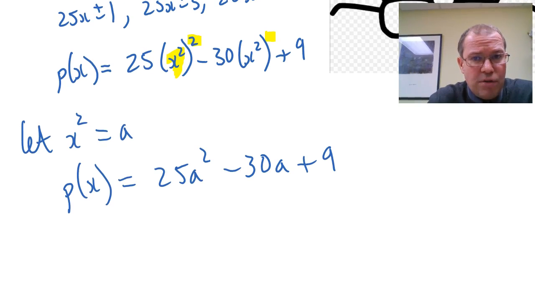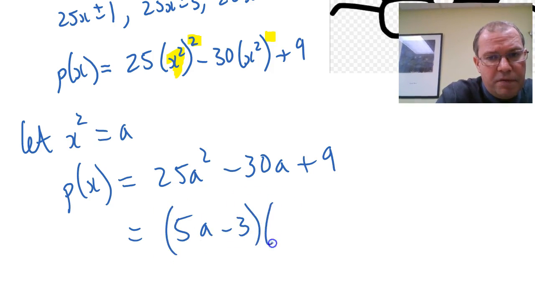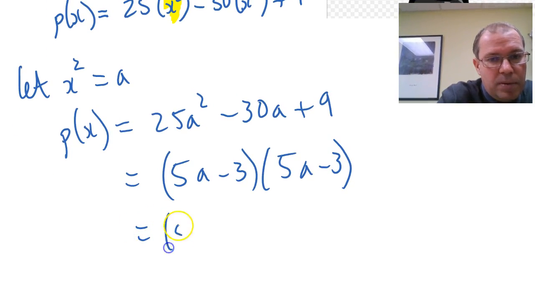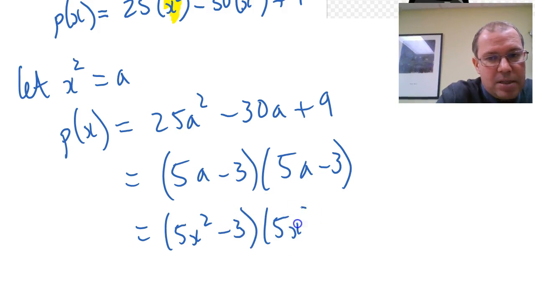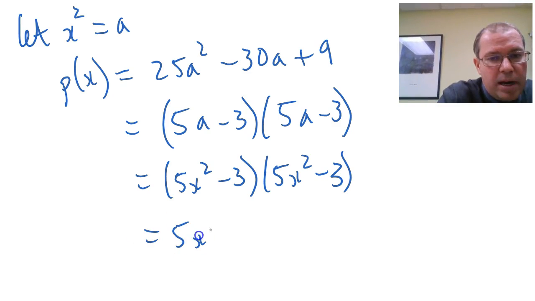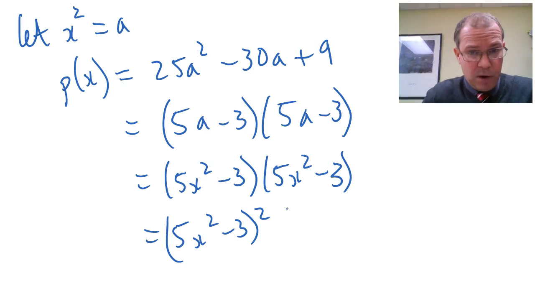So we can use our quadratic techniques to factor this, and this would be 5a minus 3 times 5a minus 3. But of course a was x squared, that's what we let it equal, and so we get 5x squared minus 3 times 5x squared minus 3, which is of course 5x squared minus 3 all squared, which is a much quicker way of factoring this degree 4 polynomial than if we'd used the factor theorem.